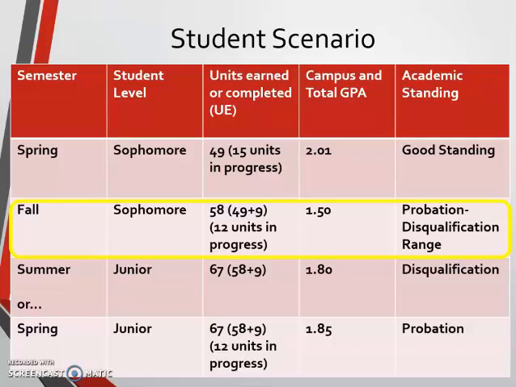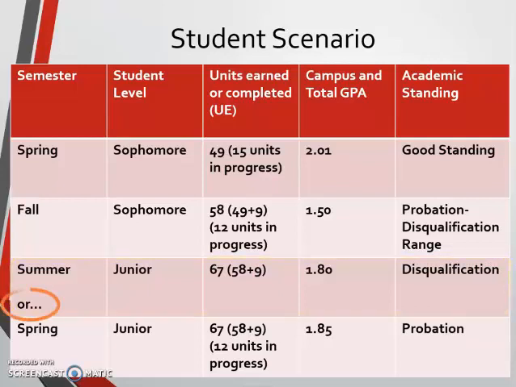The student takes 12 units in the fall. After grades post for the semester, say the student only earns 9 of their 12 units and is able to improve their GPA to 1.8. The student would be disqualified for not improving their GPA above the disqualification range for their new student level, since with 67 units they are now considered a junior.